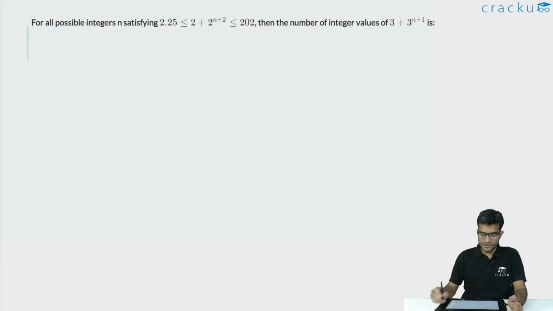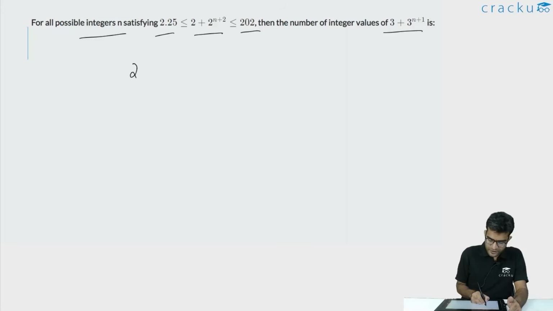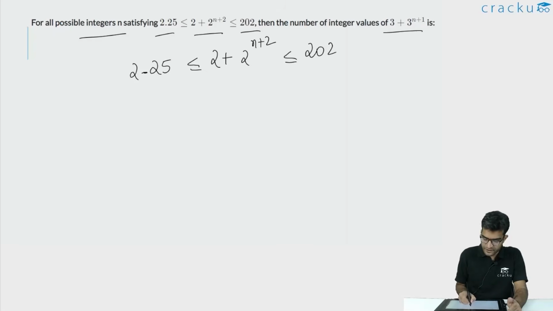In this question, we are told that n is an integer and the value of 2 plus 2 to the power n plus 2 lies between 2.25 and 202. We are asked to calculate the number of integer values that 3 plus 3 to the power n plus 1 can take. The inequality given to us is 2.25 is less than or equal to 2 plus 2 to the power n plus 2, which is less than or equal to 202.